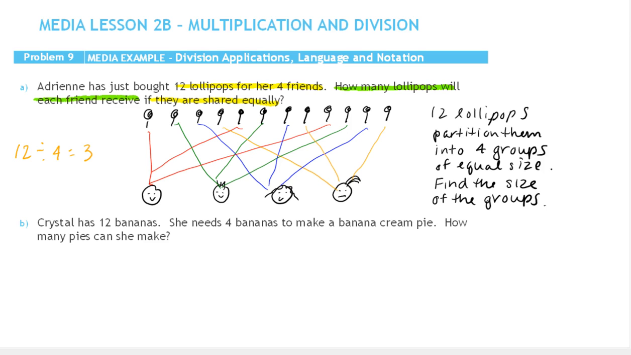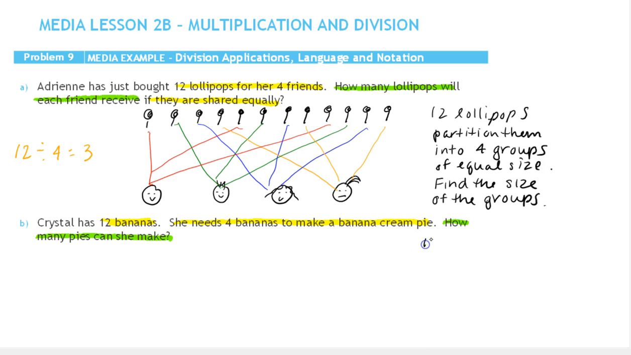So Crystal has 12 bananas. She needs 4 bananas to make a banana cream pie. So that's our given information. I see the goal coming up with the question and the word how. How many pies can she make? Now again, you may already know the answer. She can make 3 pies. You may already be thinking 12 divided by 4, and how is this even different from the last one? But it actually is a little bit different in context.